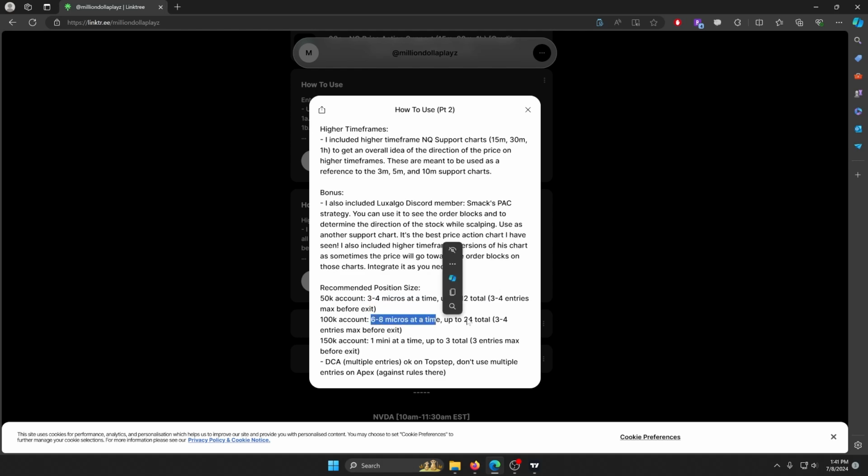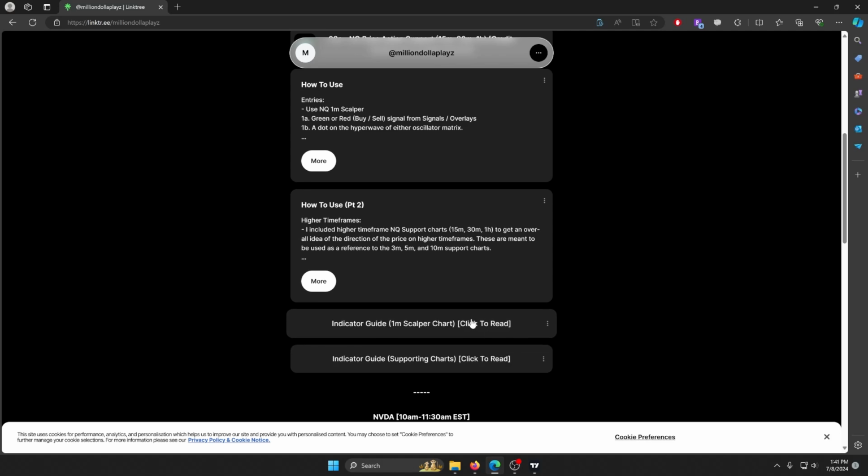100K, 6 to 8 micros, up to 24 total, 3 to 4 entries before exit. And then for the 150K, 1 minute at a time, up to 3 total, 3 entries max before exit. So that's what that is. That's part of my strategy.